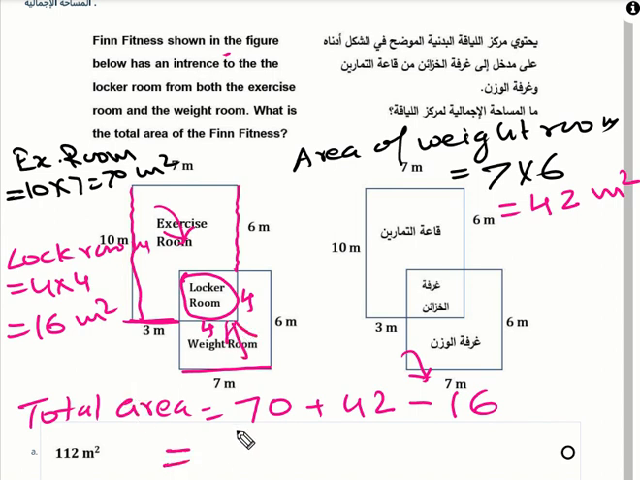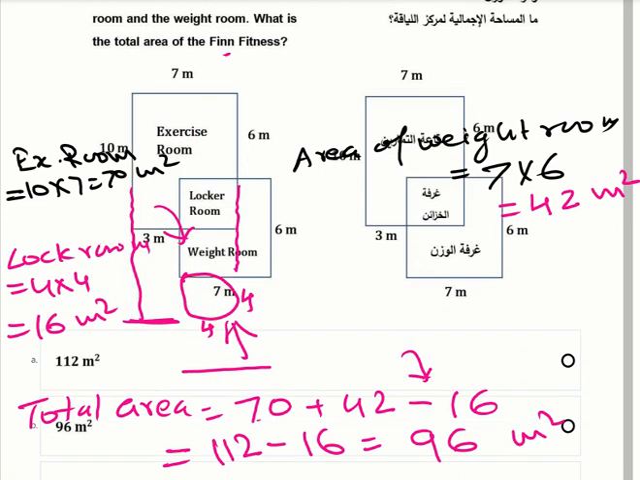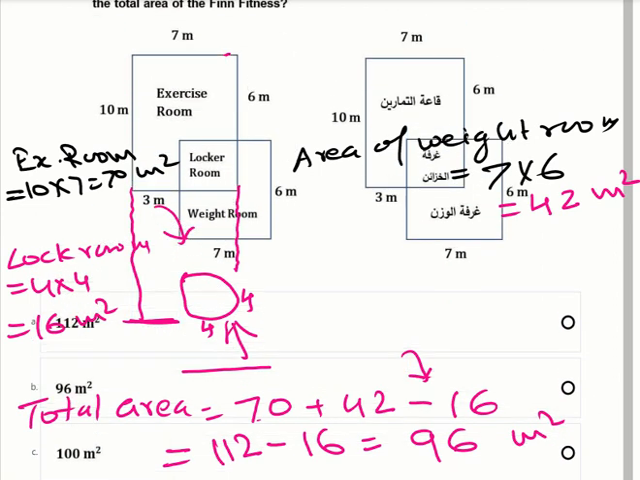Now this is equal to 70 plus 42, 112, minus 16, and it will be equal to 12 minus 6, 6, and 10 minus 1, 9. 96 meter square. Do we have any such option? 96? Yes, 96 is this second one.